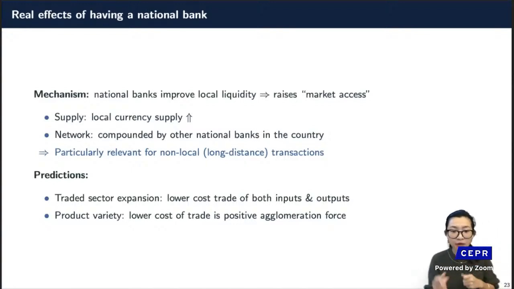So this underlying mechanism generates a couple of predictions. The first is that the traded sector should benefit more than the non-traded sector, because it's the traded sector that's going to see the bigger reduction in the cost of both its inputs and selling its outputs. This also is, broadly speaking, a force for agglomeration. And so we would expect that agglomeration and more firms would generate more product variety. And so that's something that we try to proxy for and look at as well.